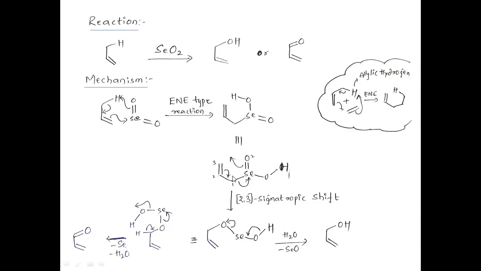So 1, 2, 3, one end, and this is 1, 2, another end. And the new ends of the sigma bonds are here. These are the two new ends of the sigma bonds. 2 and 3. So this is a 2,3 sigmatropic shift. After the 2,3 sigmatropic shift, this is the molecule which is formed. This carbon is here, and this carbon is here.